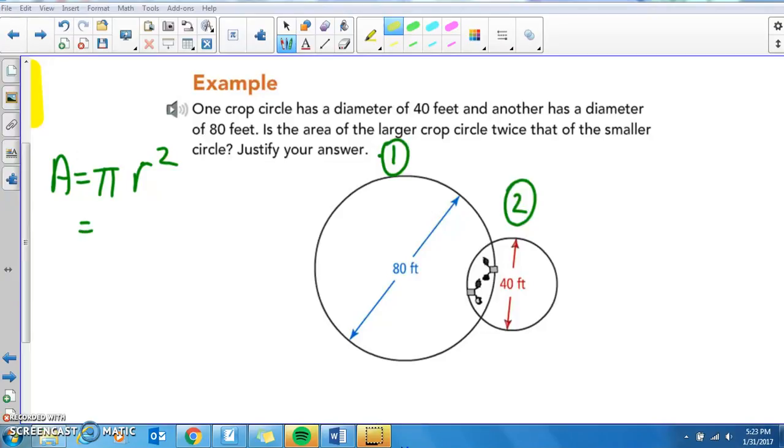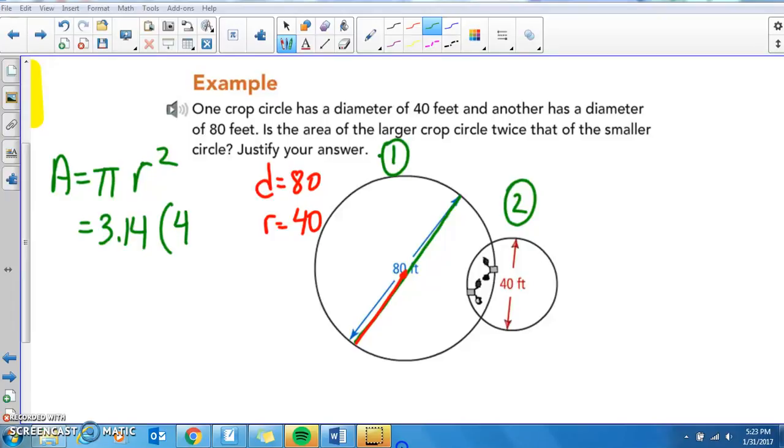Doesn't say to use 3.14. It doesn't say to use exact area. So all we're going to do is use what we normally use, 3.14. Our diameter on this first one is 80. So the radius would be half of that. So if our diameter is 80, half of that would be the radius. So our radius would be 40.